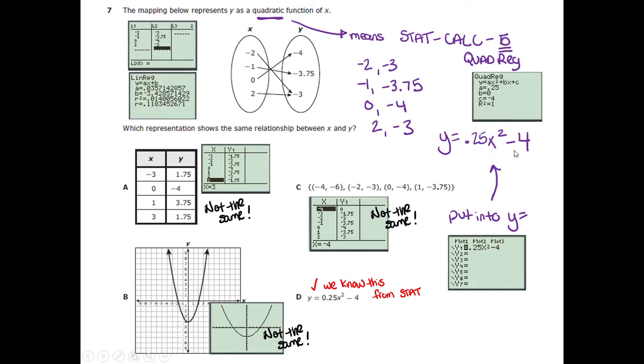Now, our next step, once we have an equation, is to type it into our y equals key like this. If you type it in the y equals key and look at the table, we see that A doesn't match up. We see that B doesn't match up. If we look at the graph, we see C doesn't match up. If we look at the graph, B doesn't match up. But our equation that we first found from stat does match up, so D is the answer.